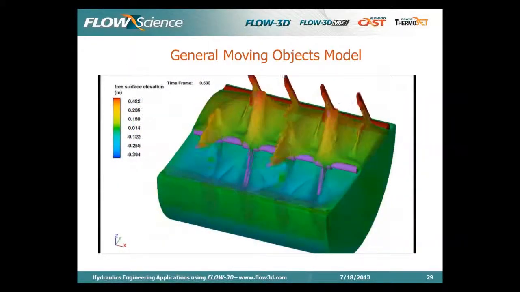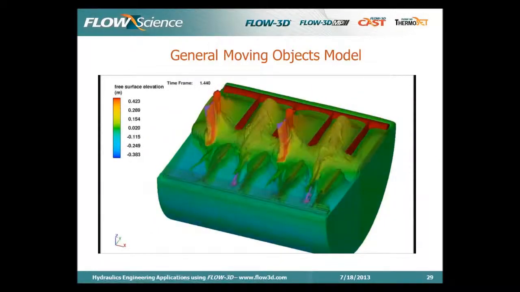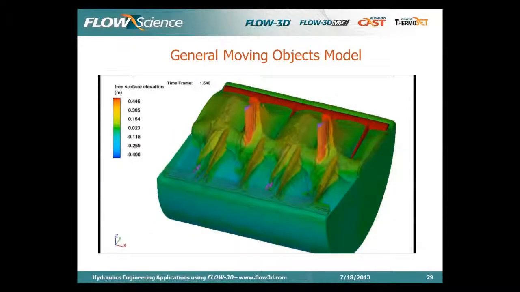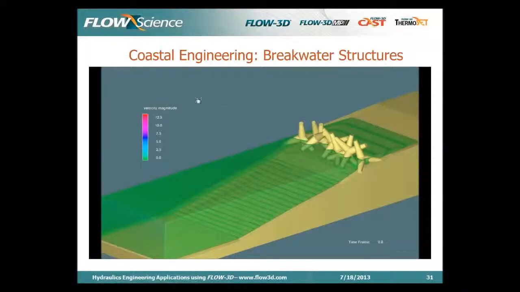And this is a simulation of a very, very viscous flow being stirred, mixed. Okay, so the general moving object is absolutely one of the most powerful features in Flow3D, and it works seamlessly within the free gridding meshing, so it's all around just a really, really powerful tool.